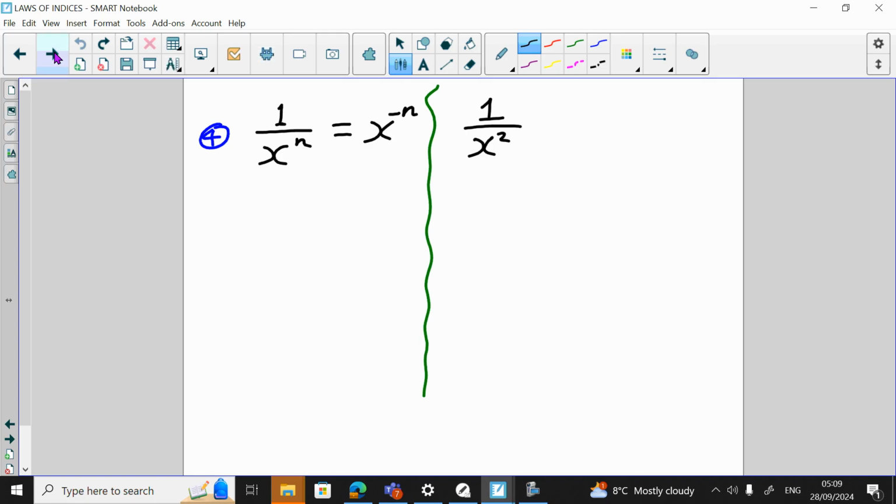So 1 over x squared, that'll just be x to the minus 2. And like I said to you, technically 1 is still there. It's 1 times that, but it's the index. When it comes upstairs, it changes sign.